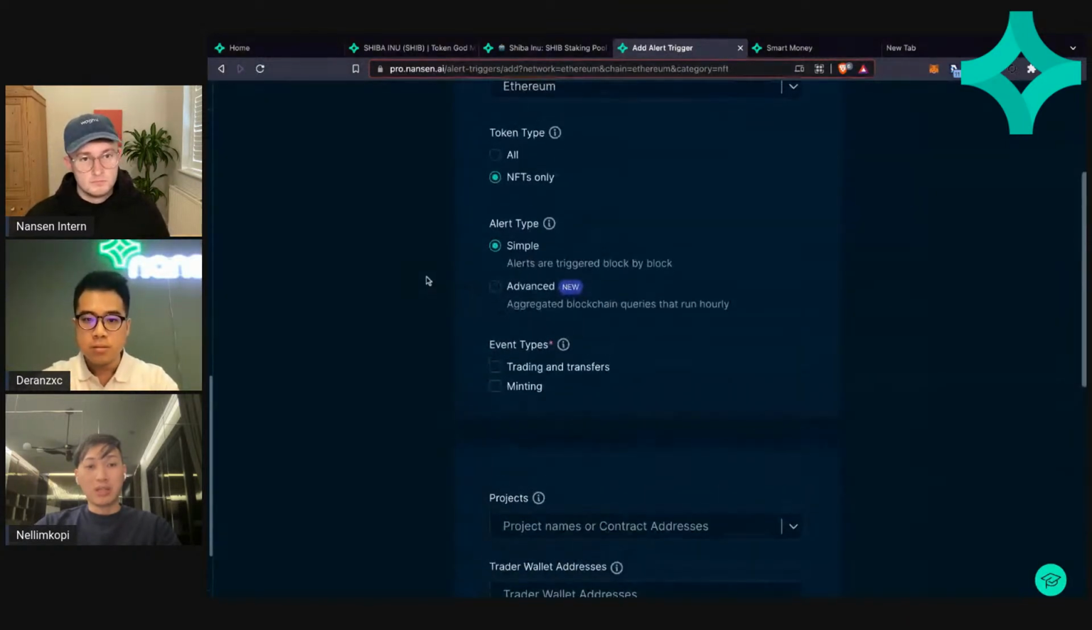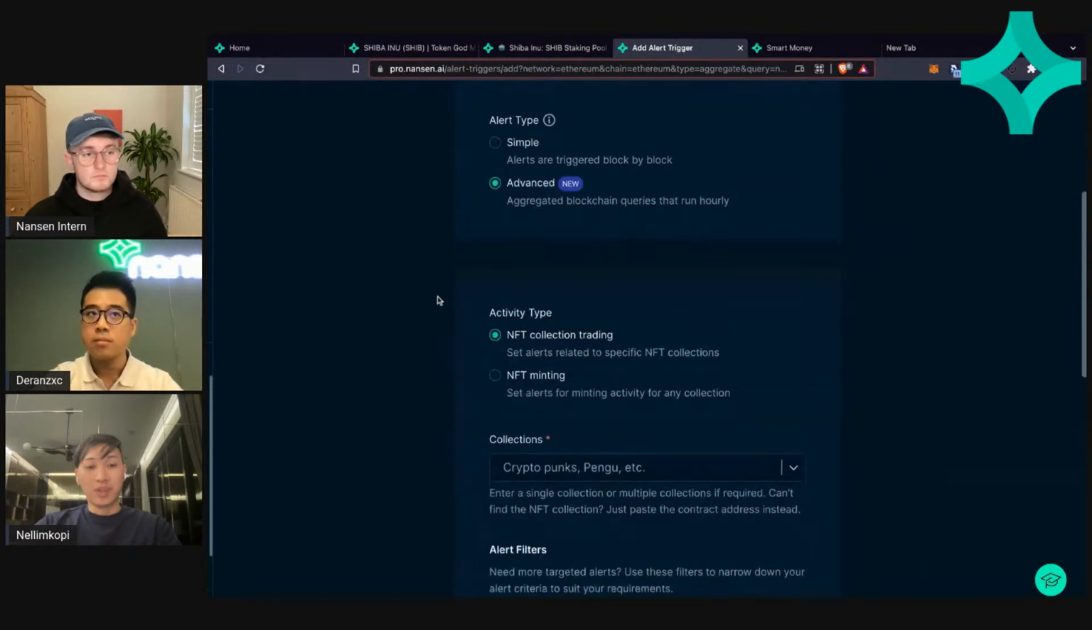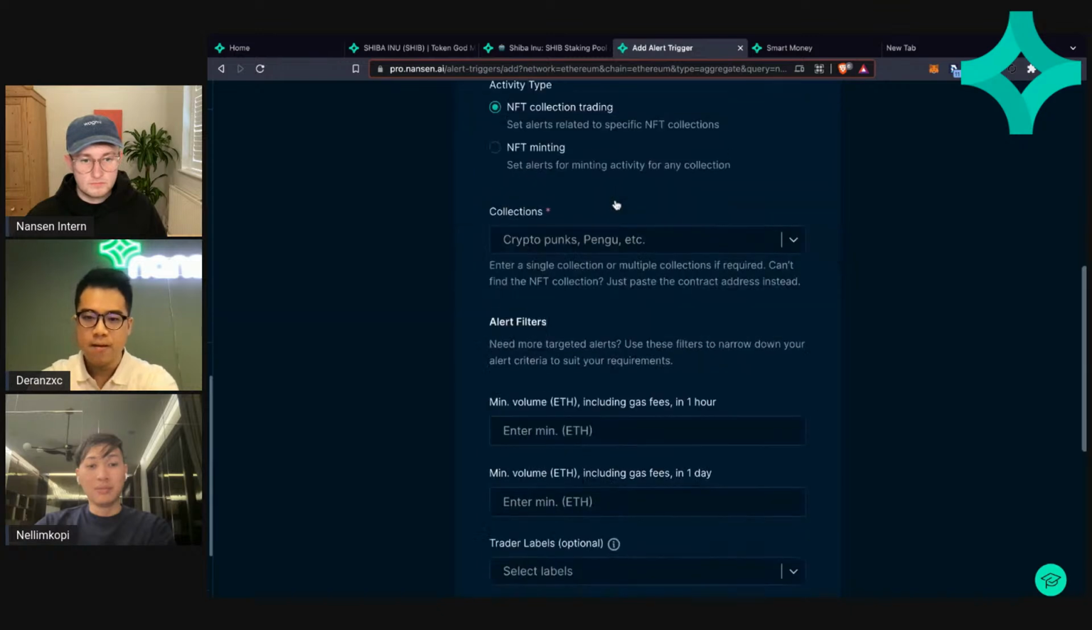The other way is through the advanced feature. If you do it the simple way, you will get a lot of notifications, and not all the collections have, say, 10, 15, 20 smart minters. So that is where the advanced feature, or advanced alert, really comes in handy.